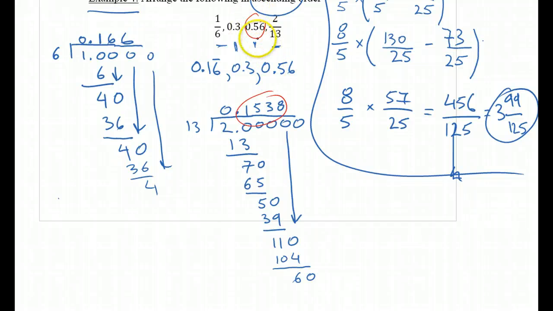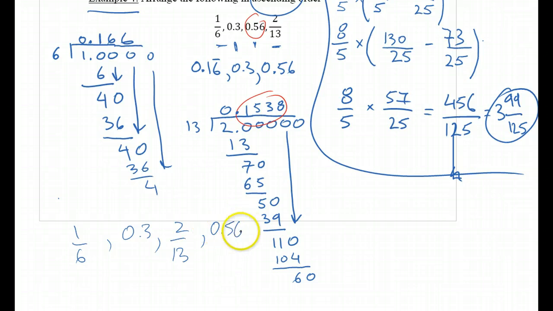So if I had to arrange them from smallest to biggest, the first one would be 1 over 6. And the second one would be 0.3. The third one's going to be 2 over 13. And finally 0.56. Oops, I think I made a little mistake here. The mistake is I did not include the 1 here. I totally forgot about the 1 over here. I did not see that.